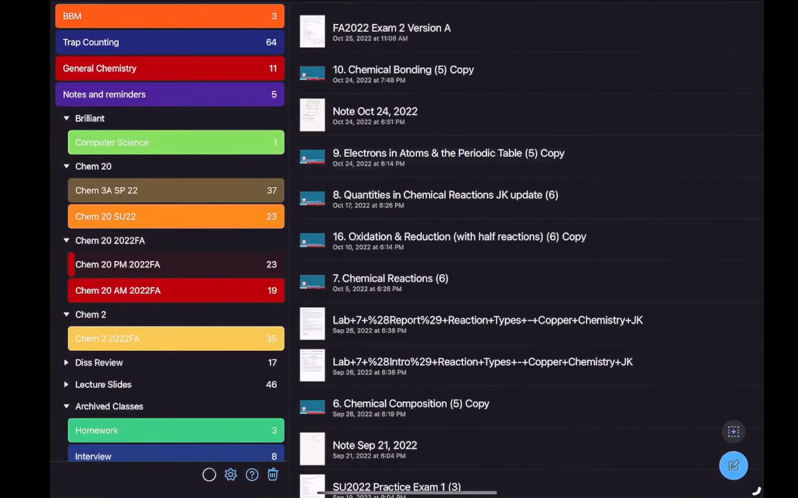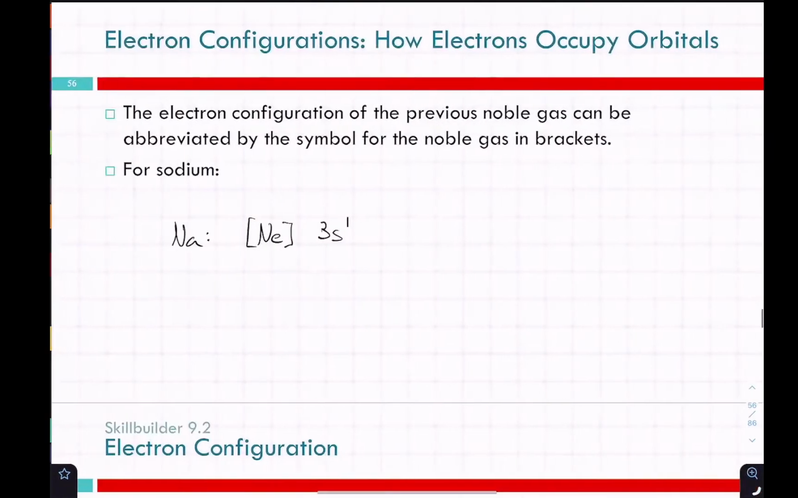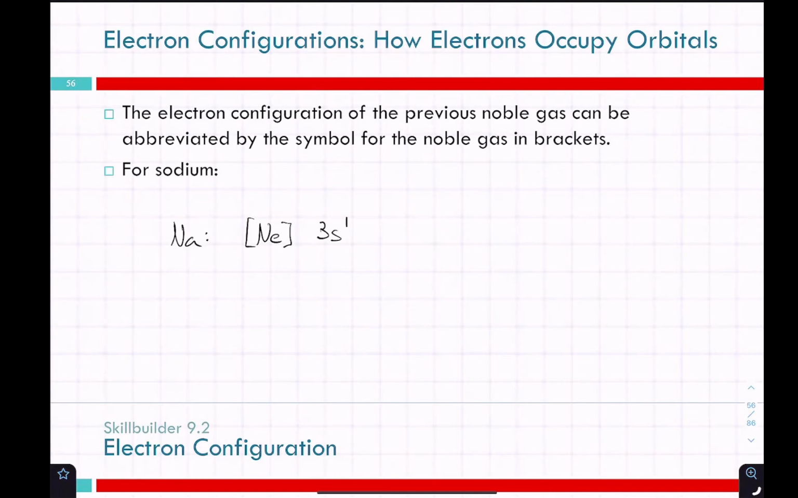So we just have to use the one before, no? Like the chloride. Yeah, so for any of these, if you're going to do an abbreviation, so if you're going to do chlorine, you'd still start with neon as the abbreviation, and then you do 3s2, 3p5.